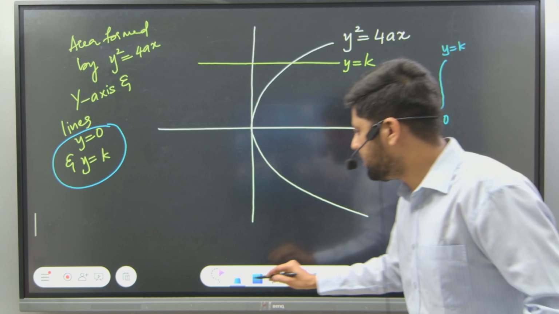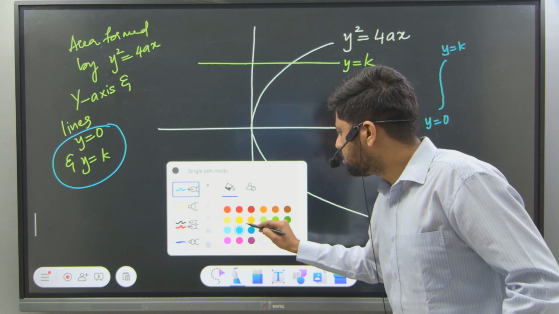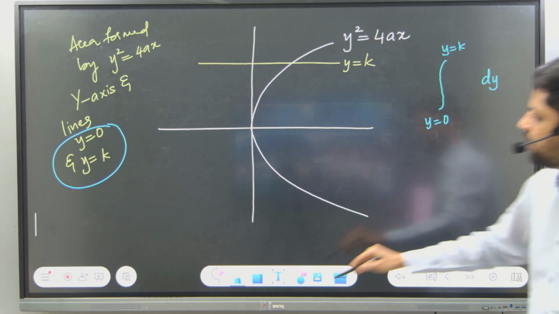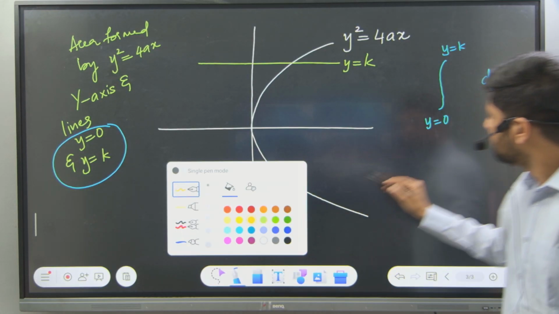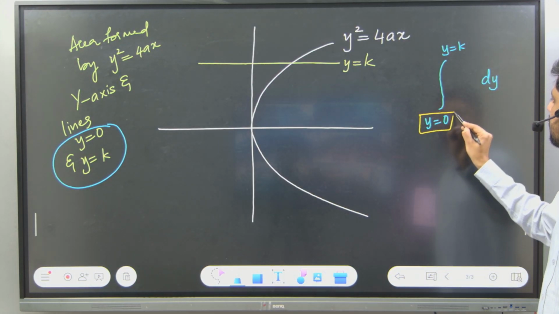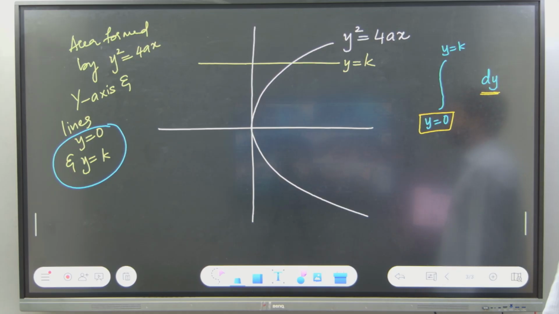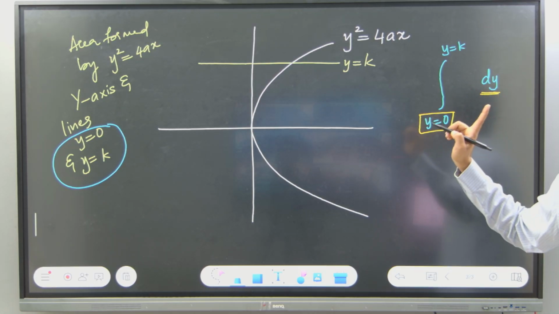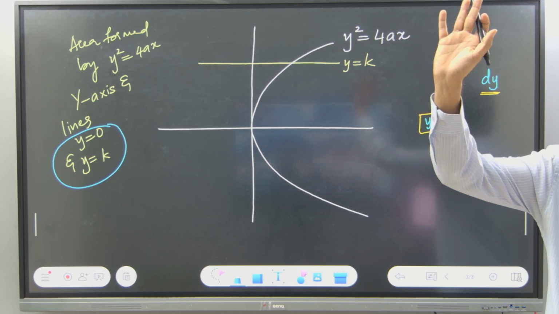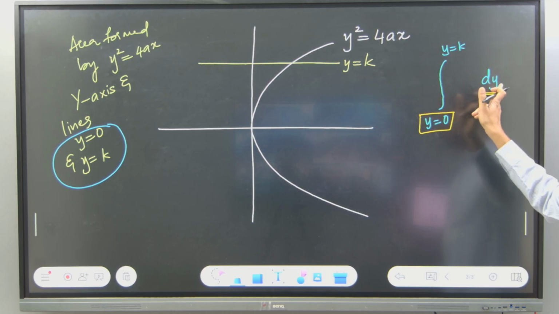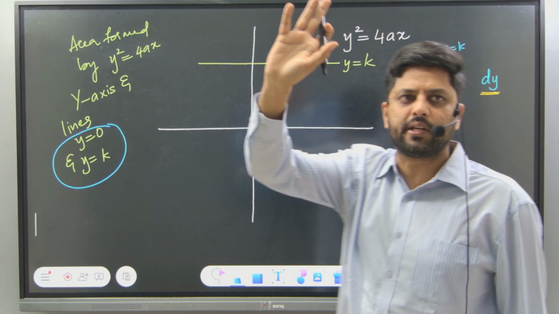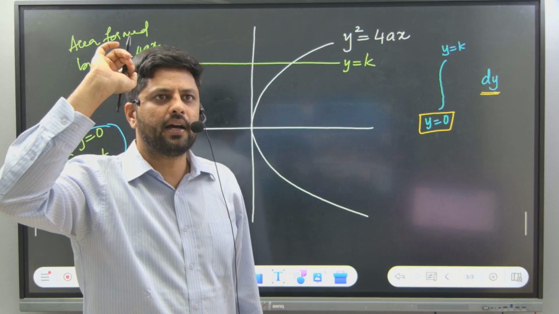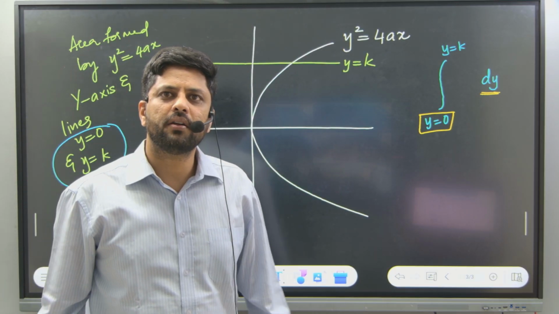If the limit is in y, you are also integrating with respect to y. Please keep in mind, whatever variable is in the limit, the same variable should be here. Do you agree? Did you understand this point before I proceed? If you understood, please raise hands. All right. Everyone?